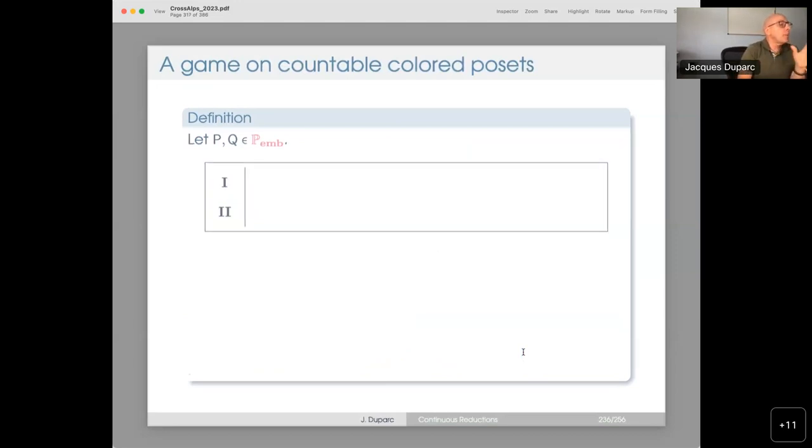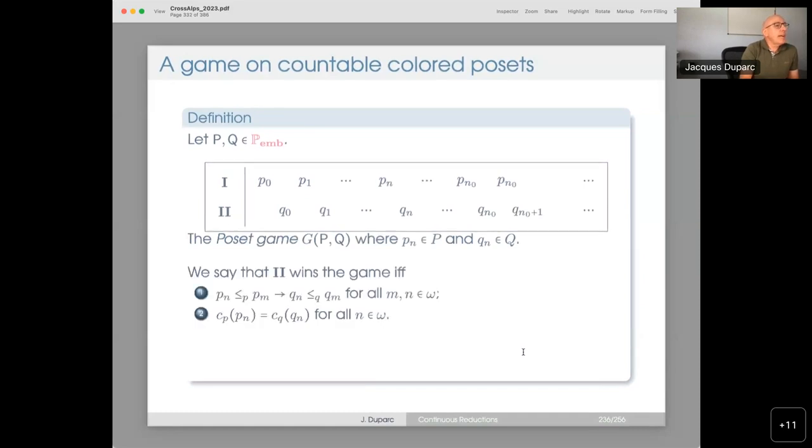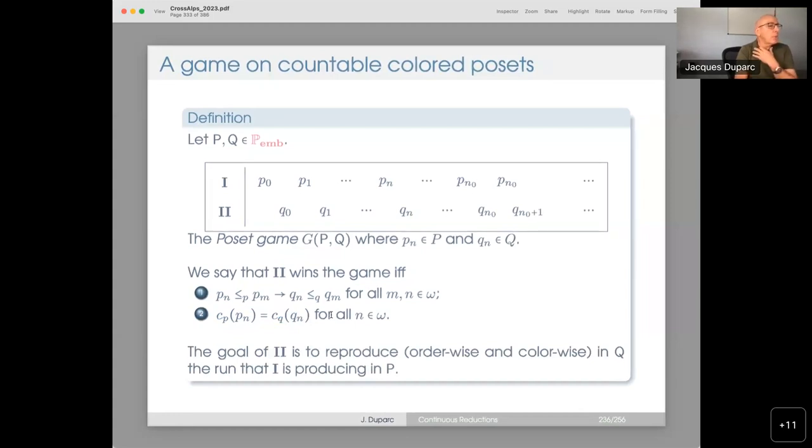For this, maybe I have 2 minutes and I show you a game, and that'll be over. So the game is like this. You have two players, one and two. They play elements in P for one, in Q for two. We say that two wins the game if and only if, whatever m and n you consider, if Pn is below Pm, then Qn must be below Qm. So two must match the order that one designs. And also the coloring should be the same. If the color of Pn is one, the color of Qn should be one also. So two reproduces order-wise and color-wise the run that one is producing in P.